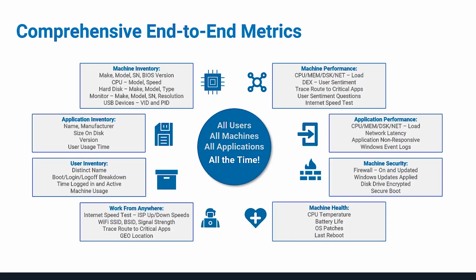So looking at the different comprehensive metrics that we have in Stratusphere that we're collecting all the time, all users, all machines, all applications, all the time: make, model, serial number of the machine, even the monitors that are plugged in, make, model, serial number, hard drive speed, USB devices, vendor ID and product ID of what's plugged into that USB port on those machines, like your badge scanners or your power mics, machine performance information, CPU, memory, disk, and network, digital employee experience, user sentiment, trace route, application inventory, application performance, machine security, user inventory, work from home, Wi-Fi statistics, and things like that, even down to the CPU temperature of the machine in the environment.